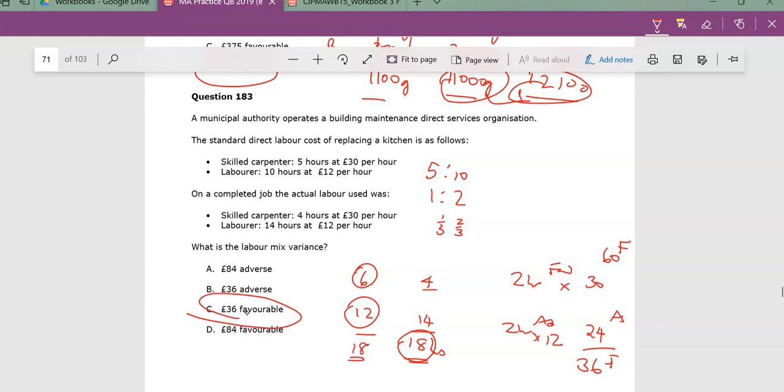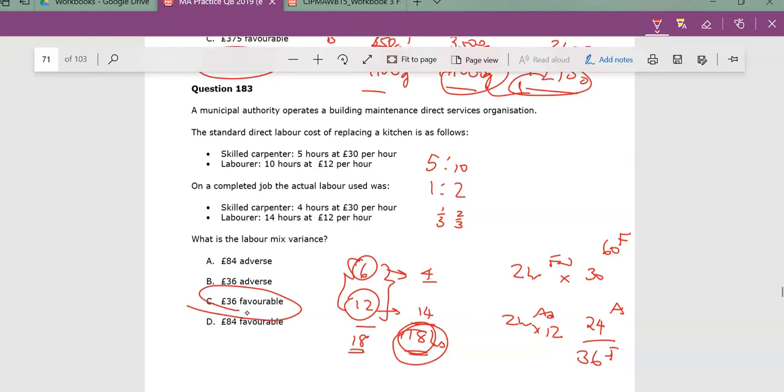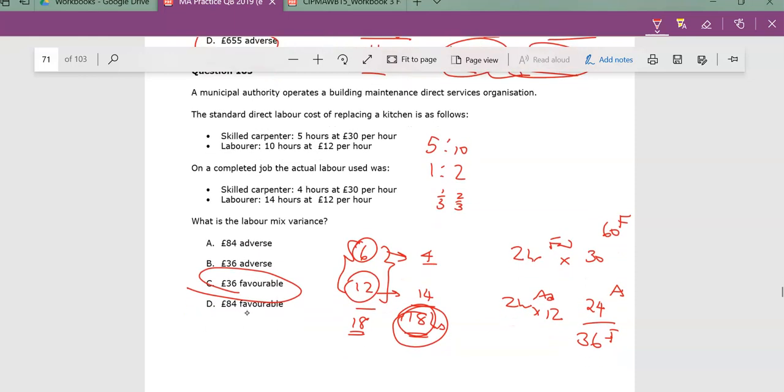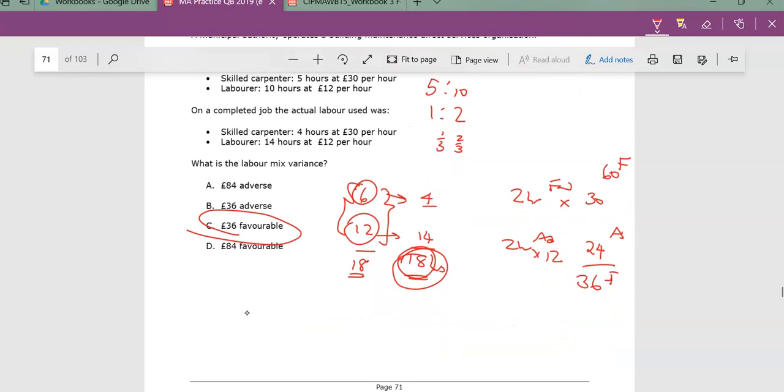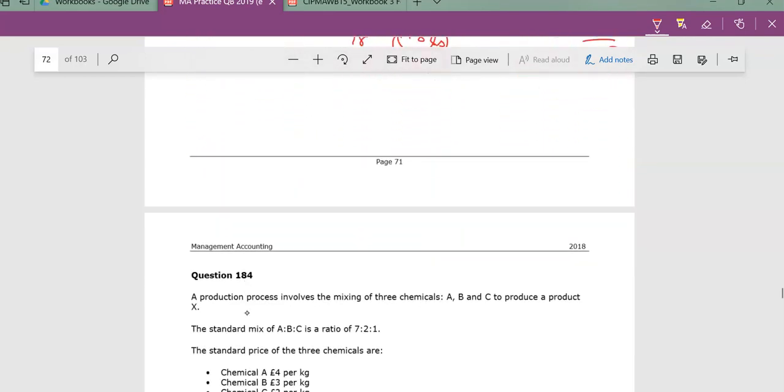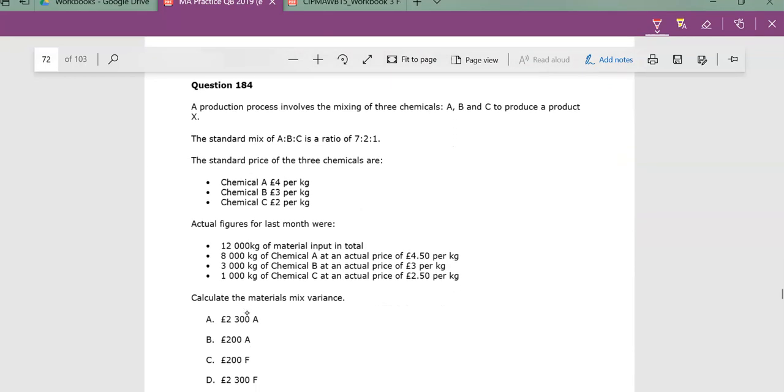The mix variance says take the actual hours that you did, split them up in the standard that we were expecting, compare the two across, and value that, and then put a value on that. Okay, good. So that's 36 favorable. So mix variance is very much about the mix, comparing the standard mix with what you actually did. That's when we actually bring in the 4 and 14. So we're really interested in inputs. It's a real input variance, actually, to be honest.